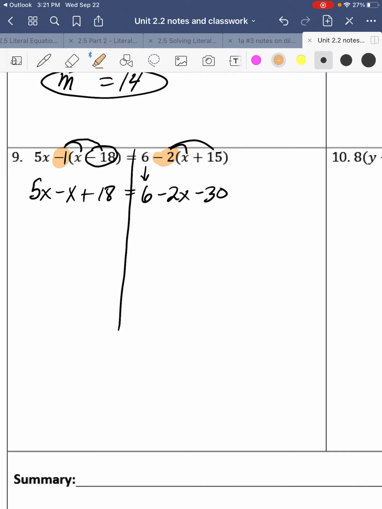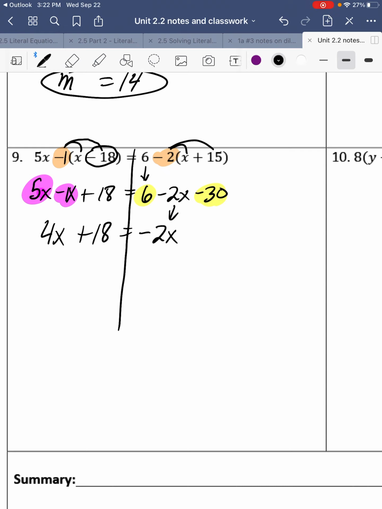Let's get our like terms together. We have like terms on both sides. So 5x minus 1x, remember that's a 1, that's going to be 4x. Plus 18 will come down. On the right side, we have 6 minus 30 is a negative 24. So negative 2x will come down, and negative 24 or minus 24. You could have written negative 24 at the beginning, too. It should have been negative 24 minus 2x. That would have been perfectly fine.